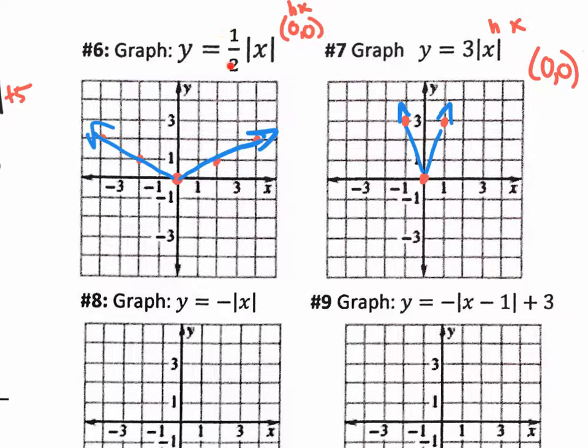Okay, so the closer it is to 0, the wider it's going to get. If you actually had 0 right here, then it wouldn't even be an absolute value function anymore. It'd be a totally flat line. So the closer you get to 0, the closer to a flat line it gets, the wider it gets. The further away it is from 0, the more narrow your V-shaped graph will get. Okay.